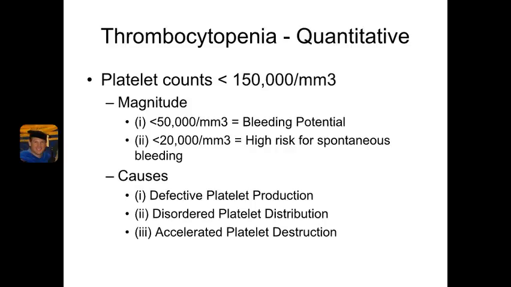Remember that in the spleen, about 2/3 of the platelets in the body are being held in reserve, and the spleen is responsible for getting rid of old, unused platelets. So by getting rid of the spleen, sometimes you can solve that idiopathic thrombocytopenic purpura.